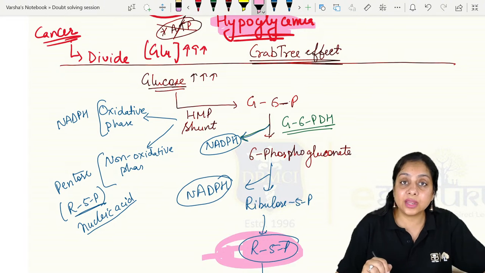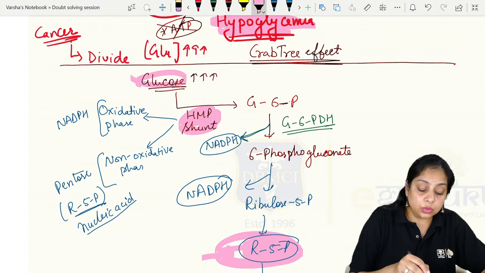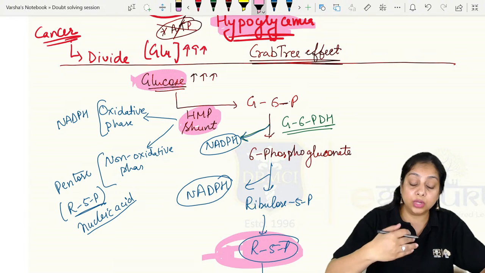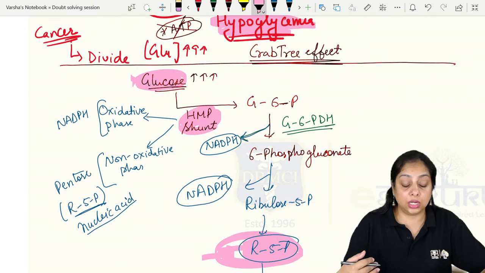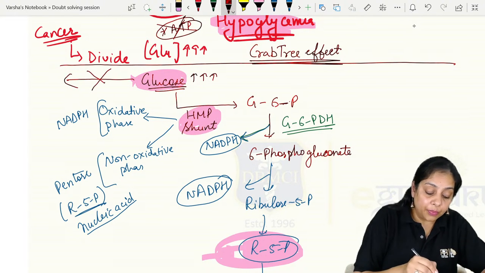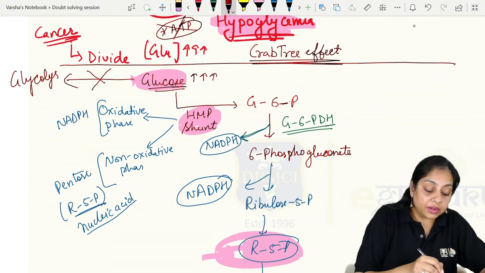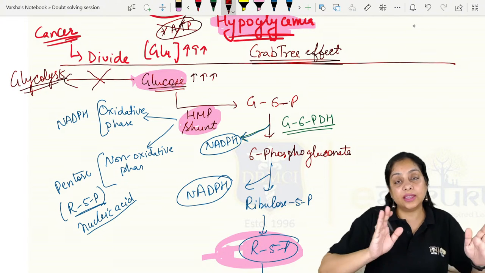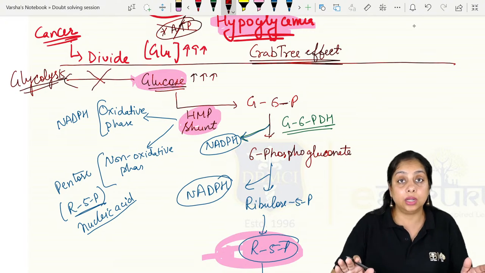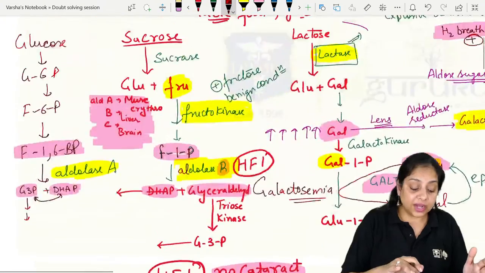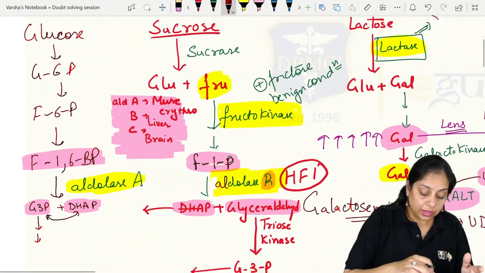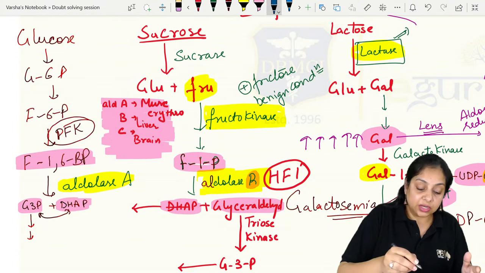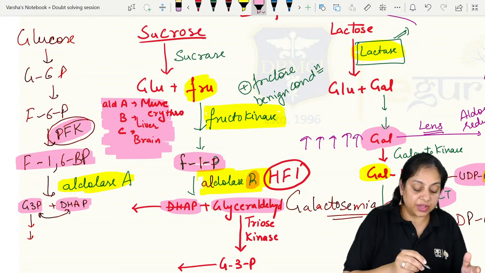And how are we getting the substrates? Via the HMP shunt. So even in normal conditions, when you have oxygen but still want to do this pathway, you need to reroute glucose to the HMP shunt. It means you have to reduce its going to glycolysis, and more will be shifted towards the HMP shunt. Who is the rate limiting enzyme? Phosphofructokinase is the rate limiting enzyme, which converts fructose 6-phosphate to fructose 1,6-bisphosphate.